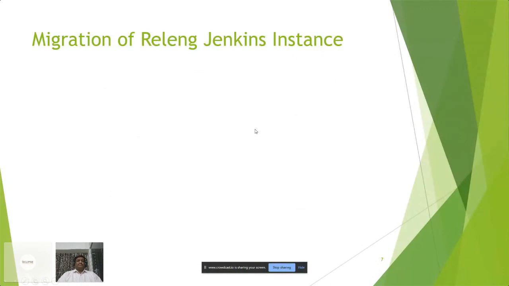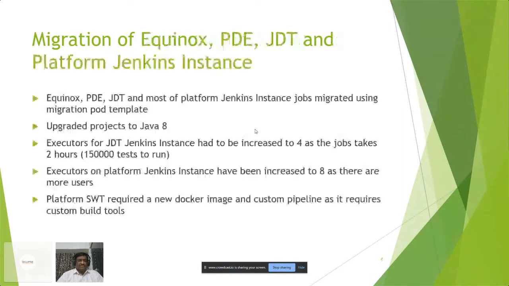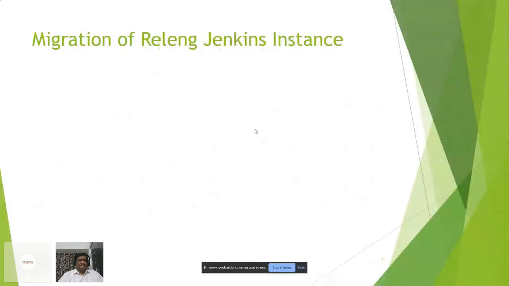Now comes the migration of the release engineering Jenkins instance. This is the most complicated part. From the time taken point of view, the previous ones, all these 4 Jenkins instances, took less than 1 month, and the release engineering Jenkins instance took more than 6 months. That's the amount of time it has taken.